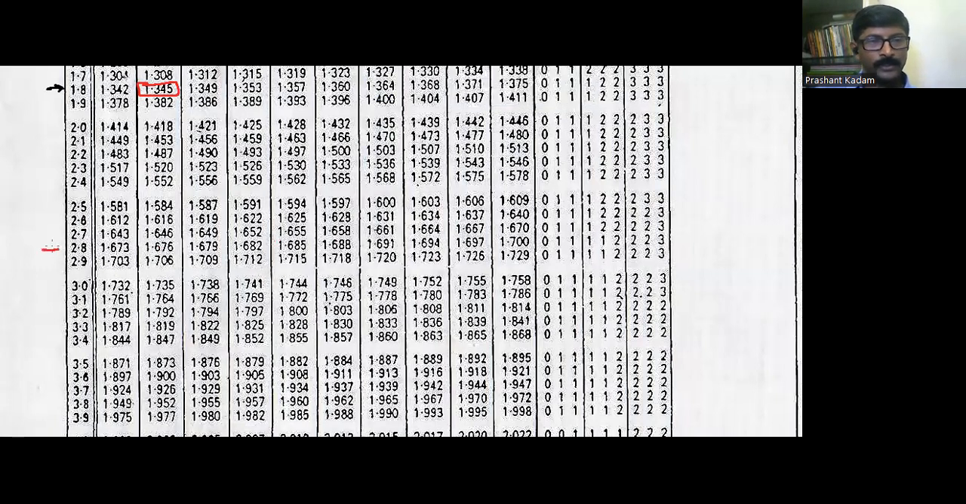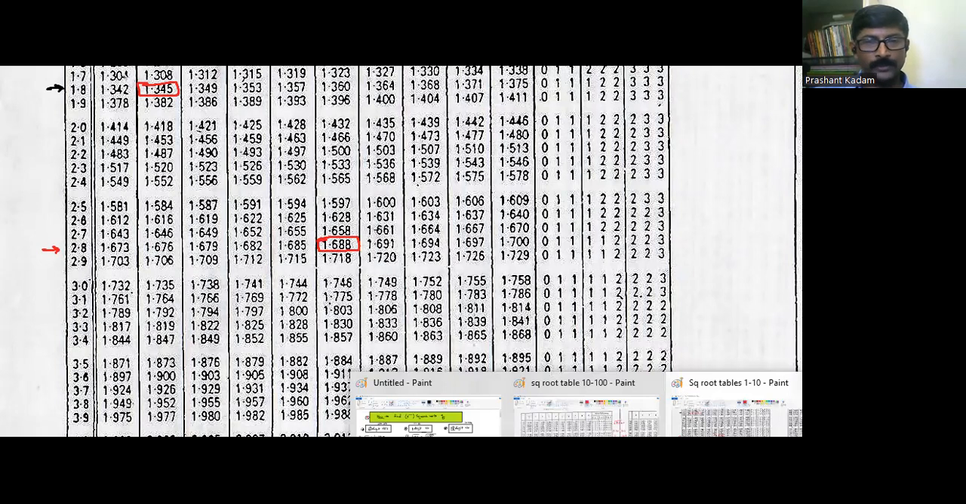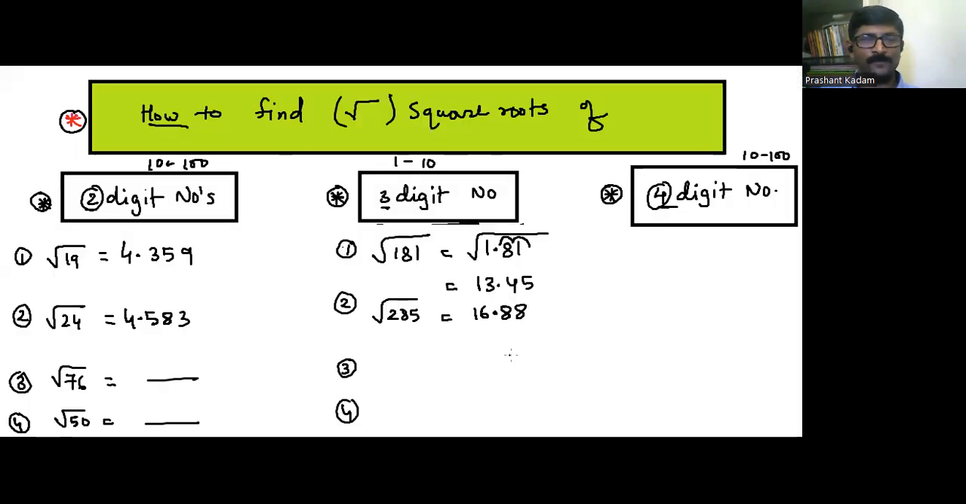Okay, I'm just checking 2.85, 2.80, 2.81, 2.82, 2.83, 2.84, 2.85. So the answer is 16.88. Isn't it super easy? It's very simple, my dear students. It's very, very simple. Now, how to verify it, that's a very important and interesting question.